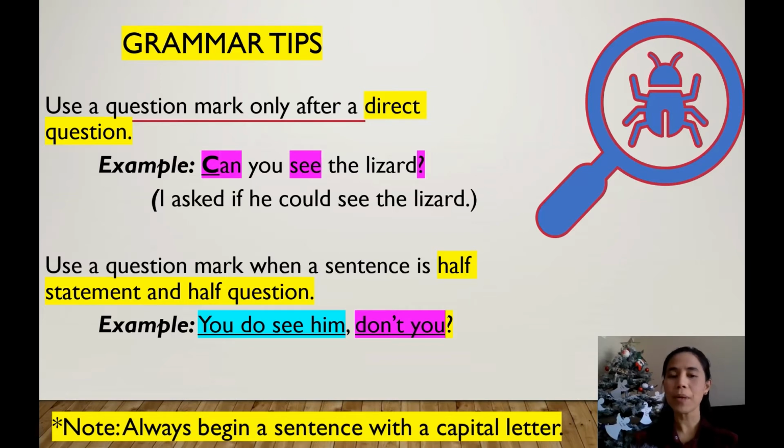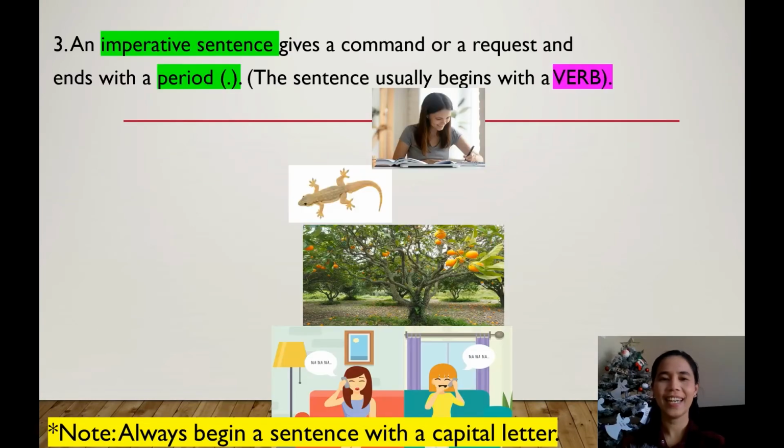And of course, remember, always begin the sentence with a capital letter. The third type of sentence is the imperative sentence. This sentence gives a command or a request and ends with a period. It usually begins with a verb. Let's make some examples from these given images or pictures.